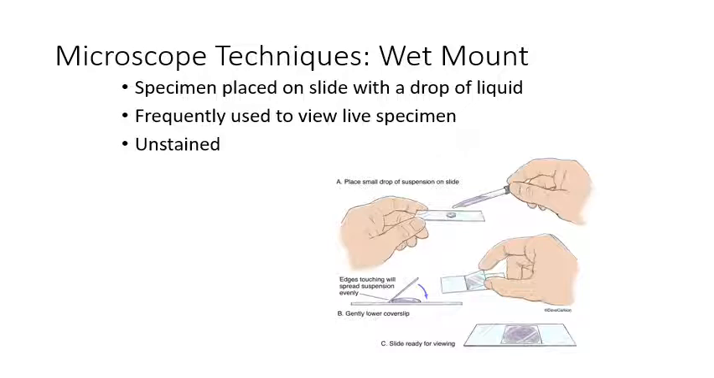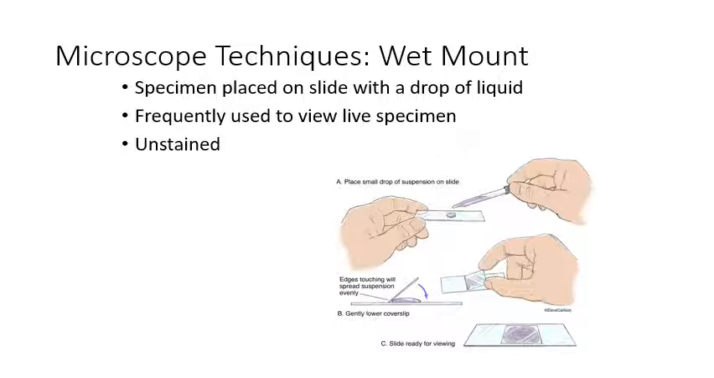A lot of times we use wet mounts when we are looking at things that are still alive, because we don't necessarily have to kill them to do a wet mount. And that's also one of the reasons why many times wet mounts are unstained. So unstained means that we haven't added any color to it, any artificial coloring, because a lot of times those stains are going to be toxic to whatever might be living in there. So a wet mount is good for looking at things that are still alive.